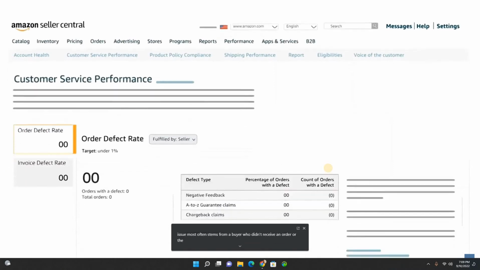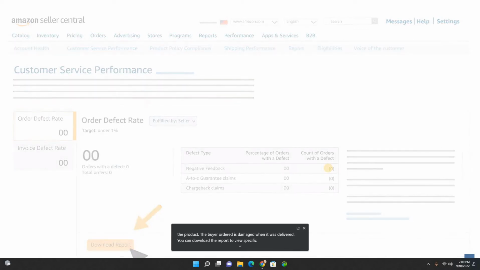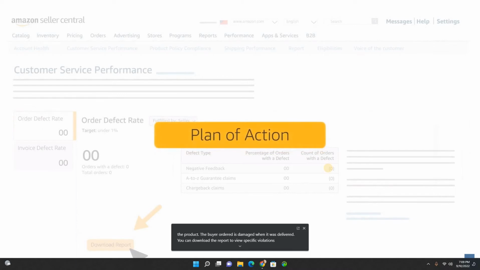You can download the report to view specific violations if you have an account level or listing level violation due to a high order defect rate, ODR. Viewing this report may help you create a plan of action for reinstatement, which will be explained in detail in creating an effective POA video.